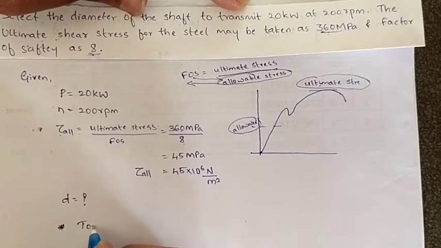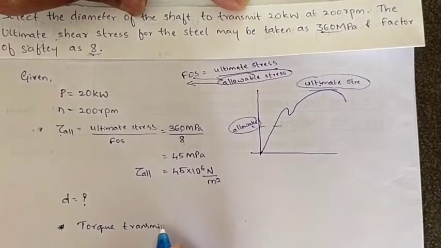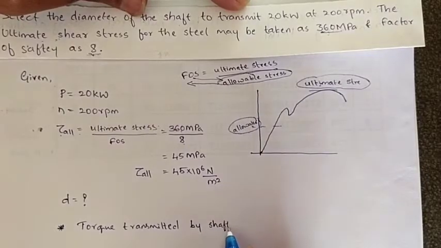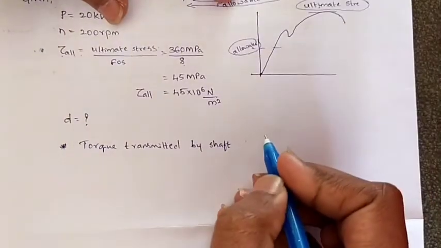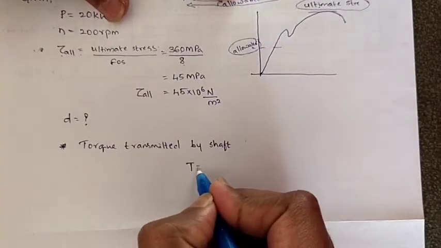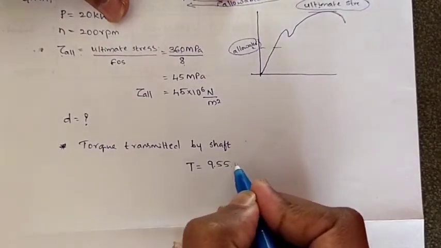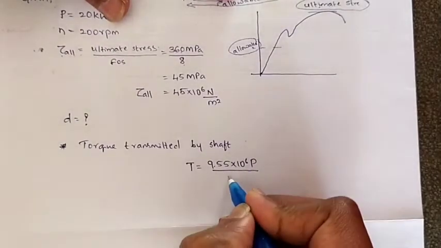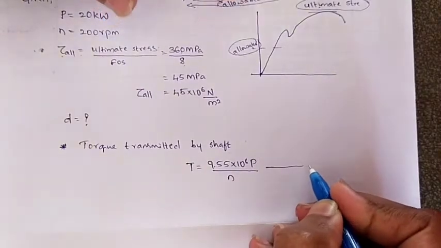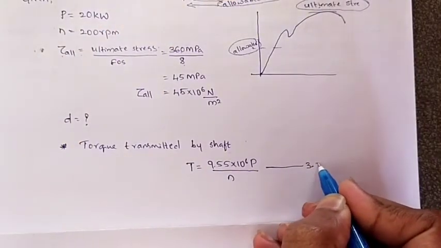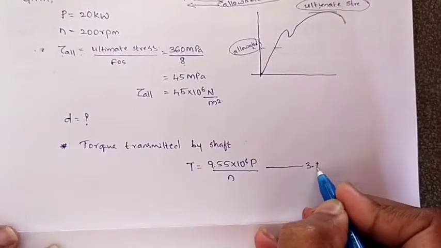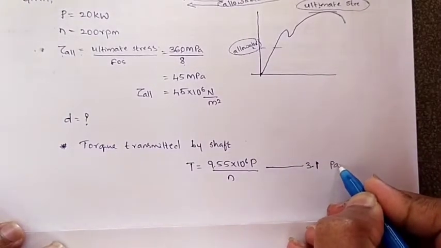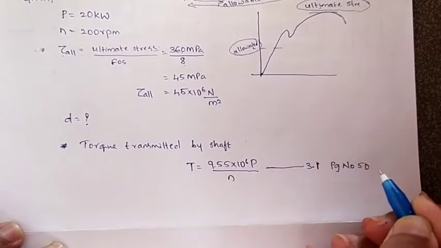The torque transmitted by the shaft is given by, so what is the formula you are using? T is equal to 9.55 into 10 raised to 6 P divided by N. You can find this equation as equation 3.1 on page number 50.